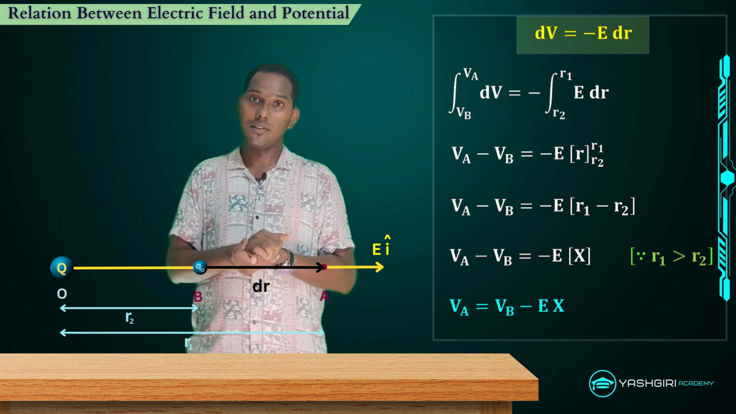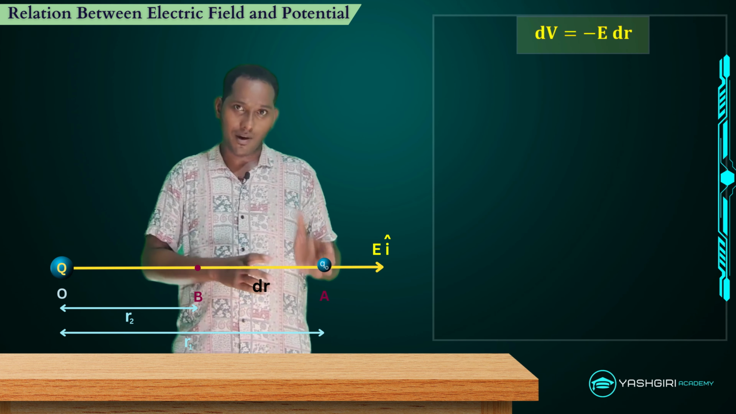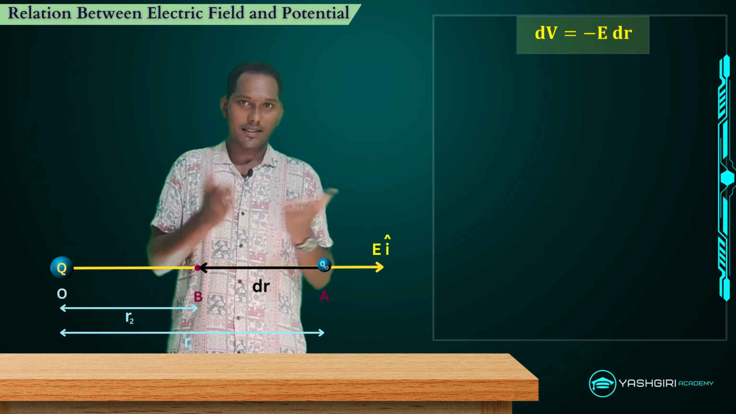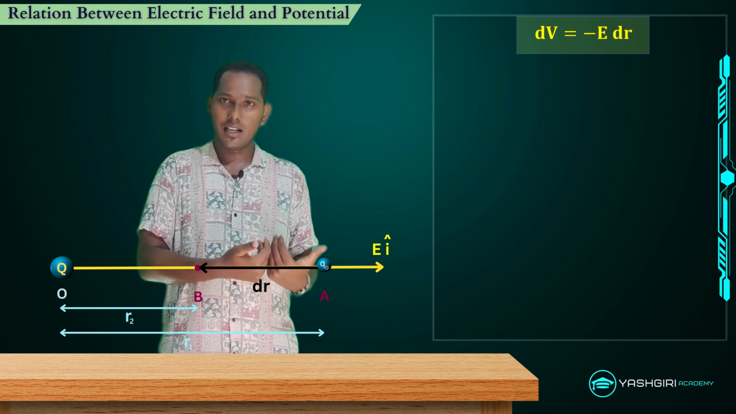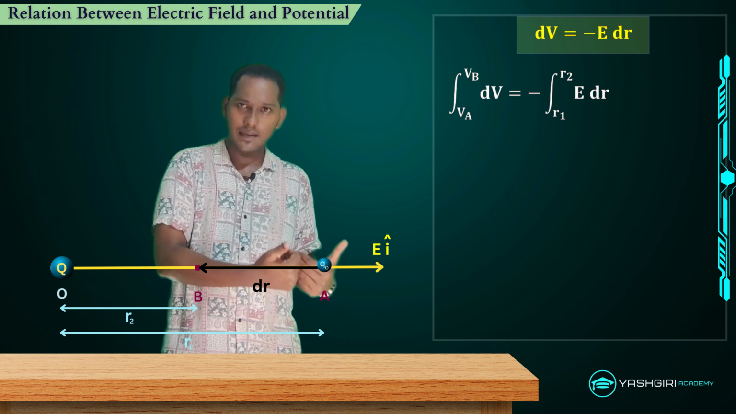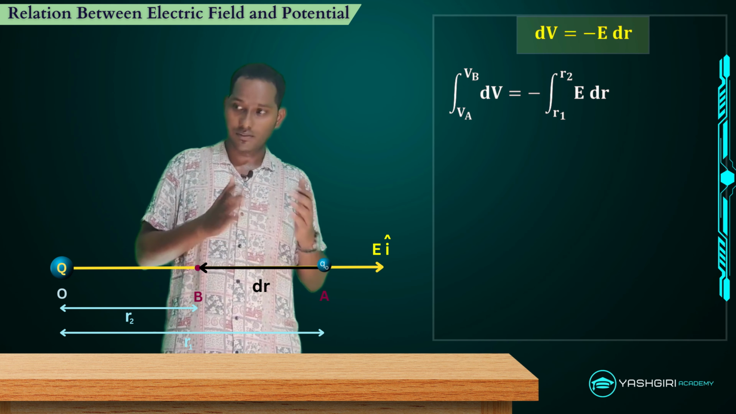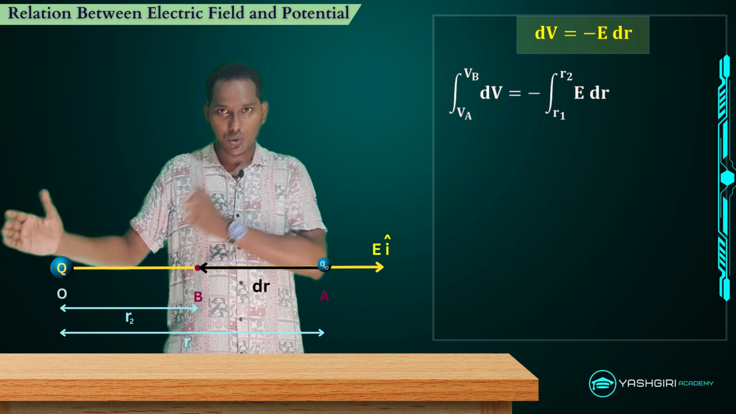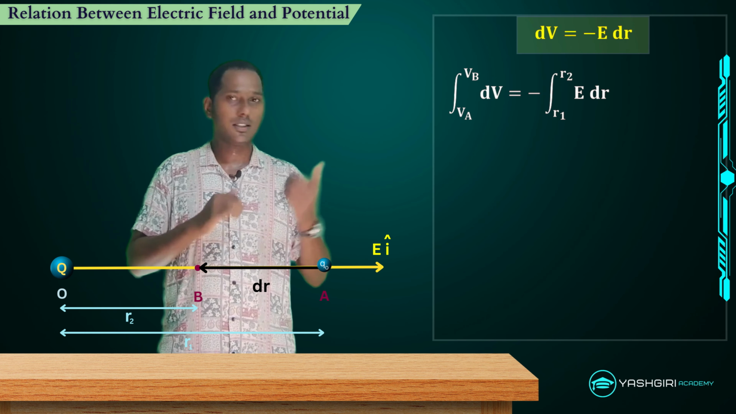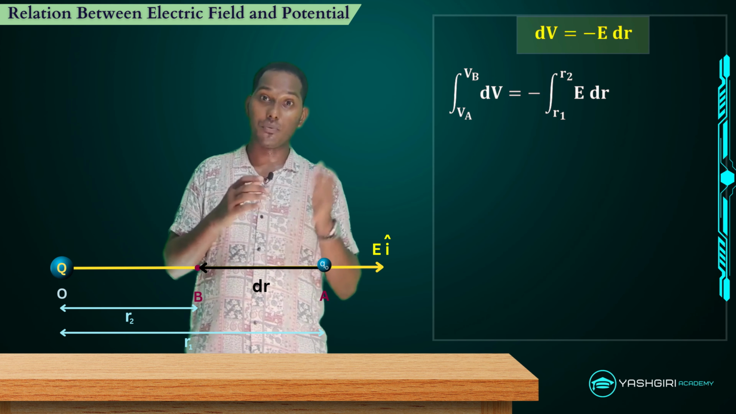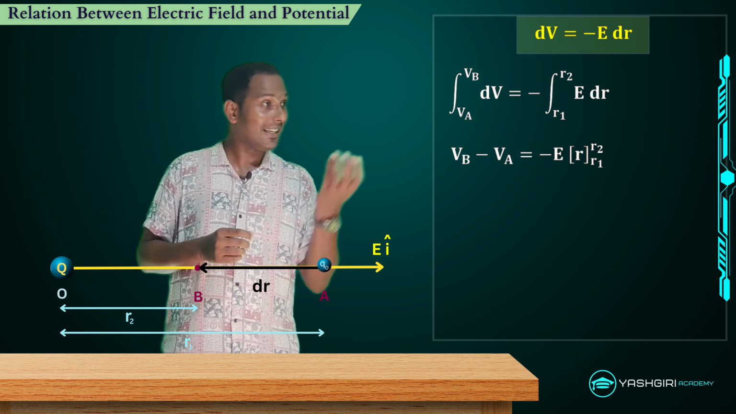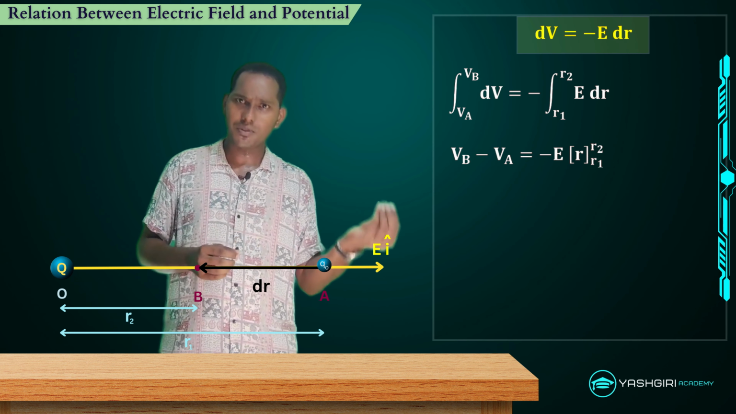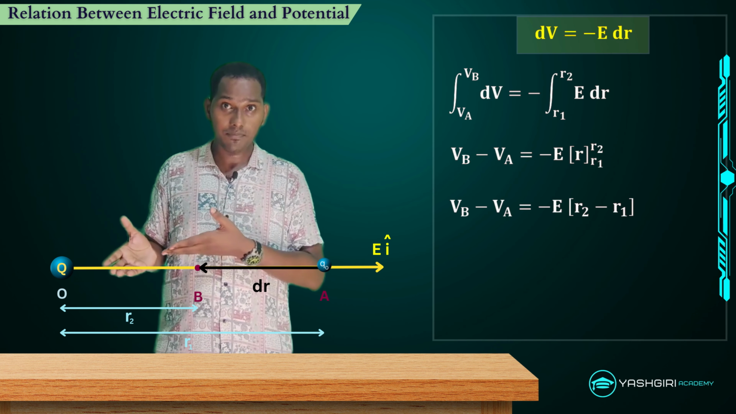Now let us go the other way around. I'm moving this test charge from point A to the point B. This time, students, on the left hand side, I'll be putting the limits going from VA to VB. On the right hand side, you measure this distance R1 to R2. And again, on the left hand side I can write it as VB minus VA, and on the right hand side minus E. After taking that integration, when you substitute the limits, it will be R2 minus R1.